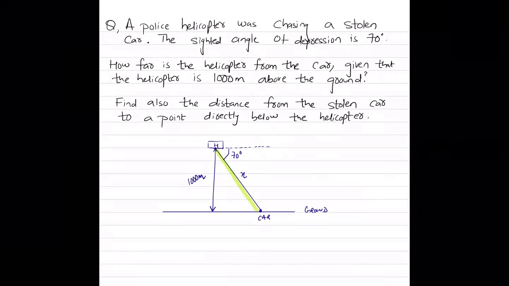Consider this to be a right angle triangle. Now which angle are you interested in using? Which angle should we take into consideration? 90 degree angle. 90 degrees is fine, but which angle will you use to apply the trigonometric ratio? 70 is the angle of depression. I want the angle inside the triangle. How can I get that?